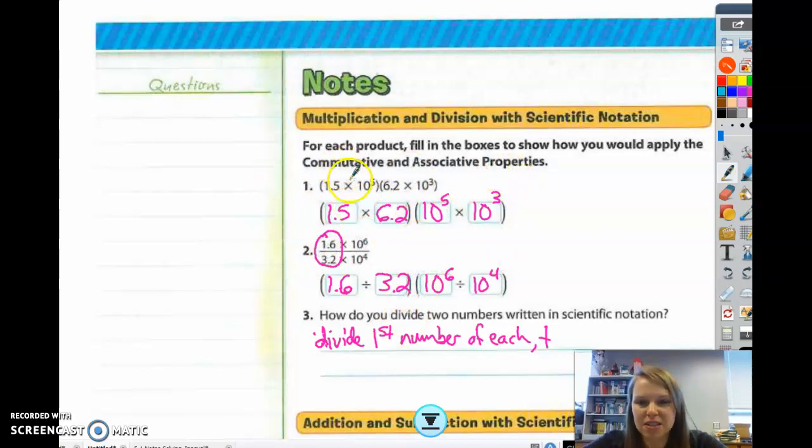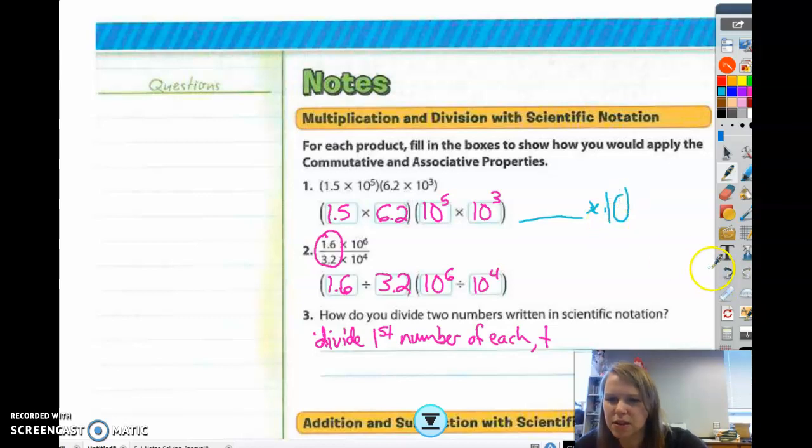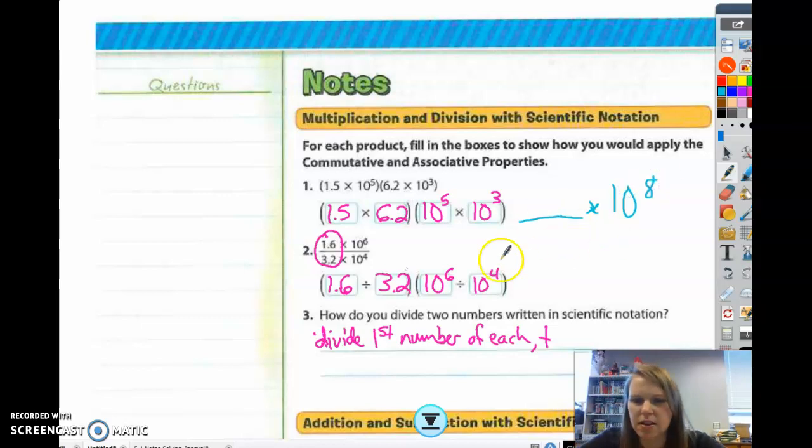Check this out. 10 to the 5th and 10 to the 3rd, let's group those together. And then 1.5 and 6.2 will group together. If we were to do this now, we could say whatever 1.5 times 6.2 is, we plug that into our calculator, and then we could say times 10 to the 5th and 10 to the 3rd. 5, 6, 7, 8. So this could be 10 to the 8th, right? I didn't mean to do the decimal, sorry. 10 to the 8th, because that's 5, 6, 7, 8, so I'd put the 8 there.